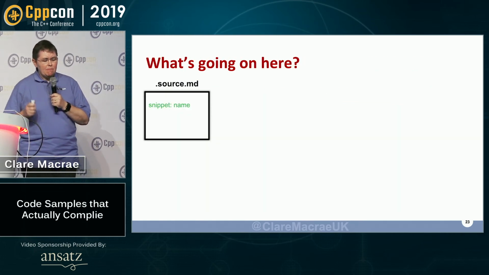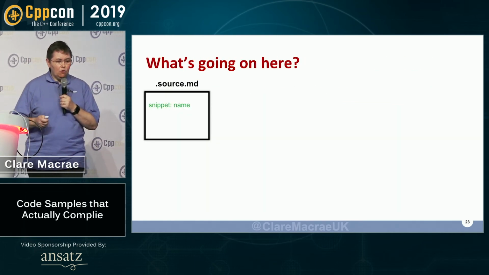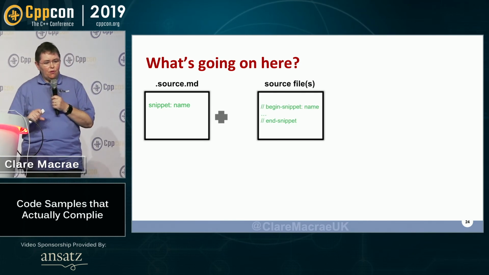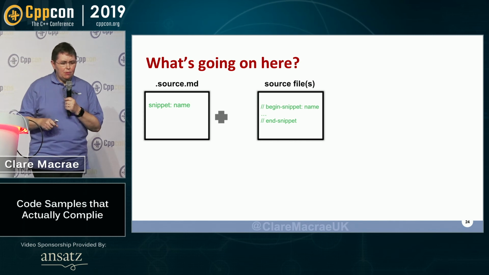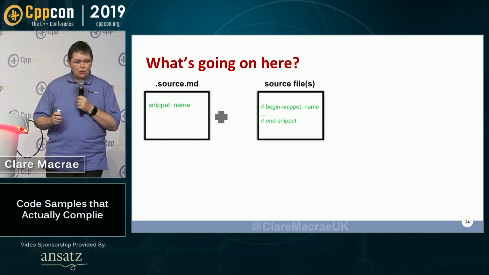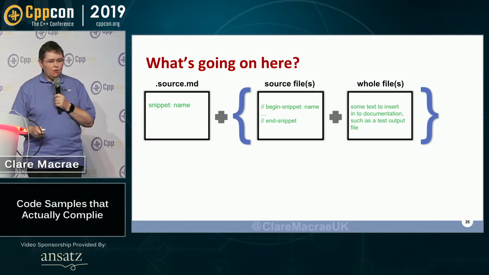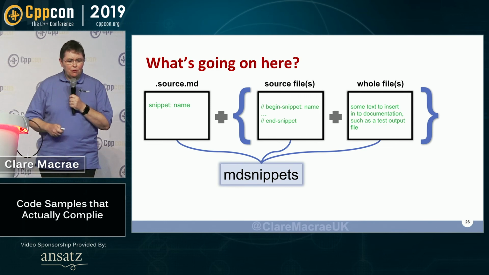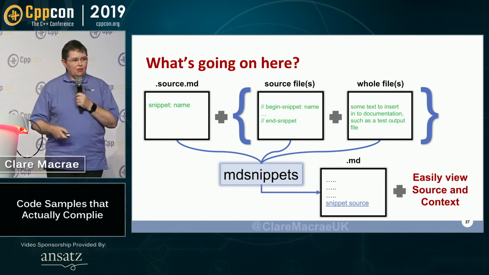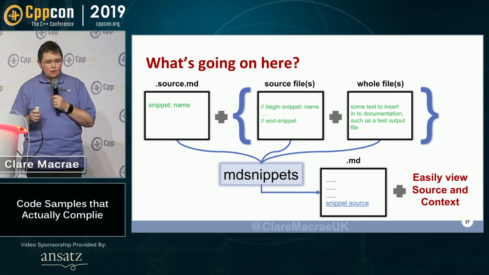So in summary, you have your source.md file, or files. You can, with snippet names in your source files with begin snippet, end snippet. It's totally language agnostic, by the way. It's nothing specific to C++. You can use it with any other text-based language. You can pull in other text files as well. You run that through MDSnippets, and you get these beautifully formatted, easily accessible source and context.